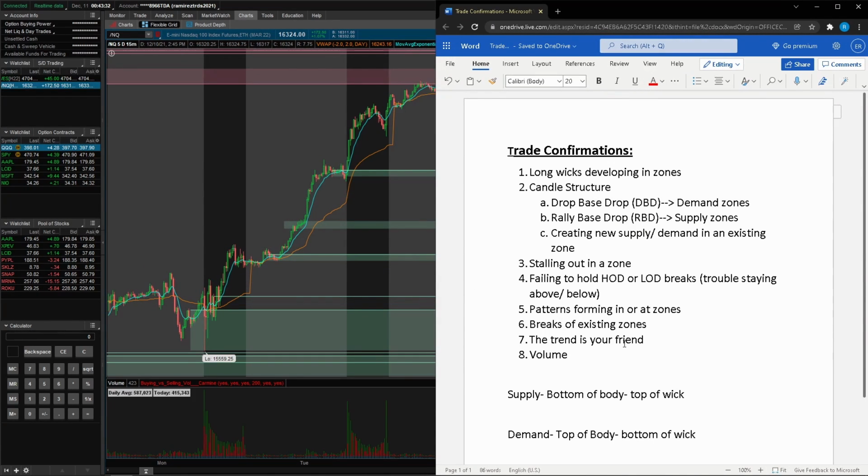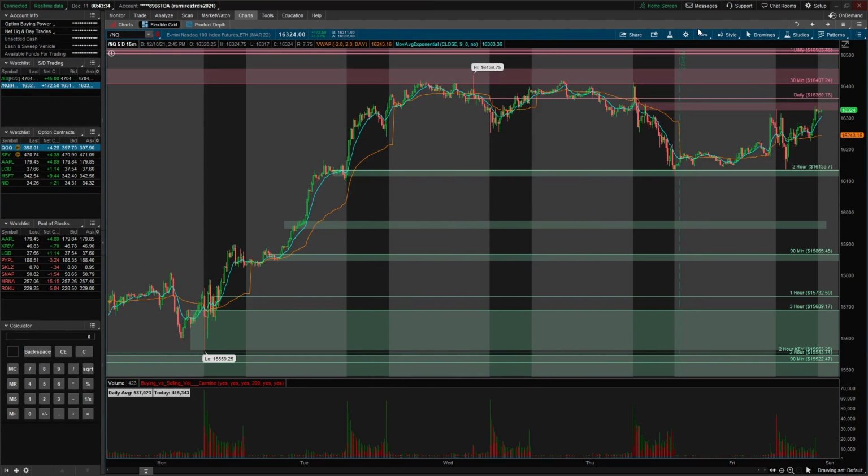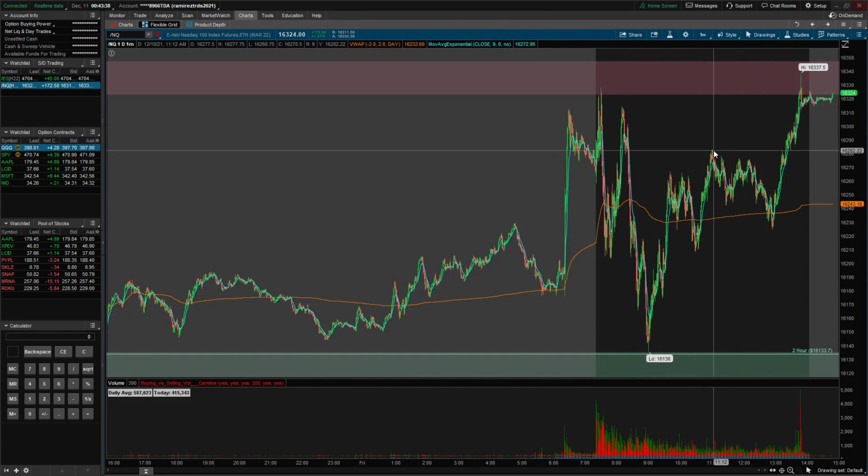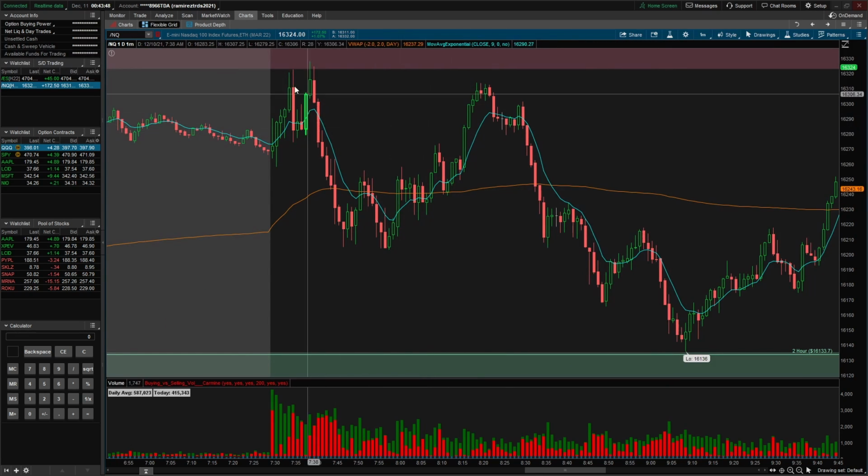Right, the trend is your friend. This isn't really a confirmation, it's more of just a lesson. When you are trading, especially with supply and demand, there aren't many trades, assuming it's a quality trade, that are going to be scalps. You're really looking for large sell-offs, large price swings, really just reversals in price. So you're not looking for quick moves down.